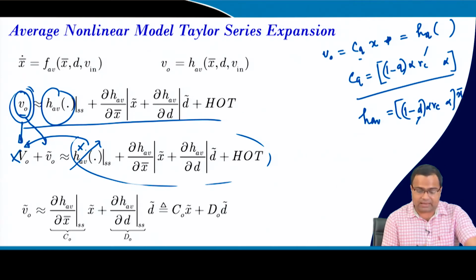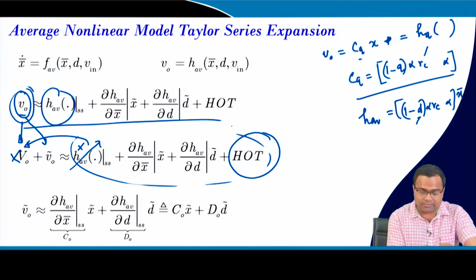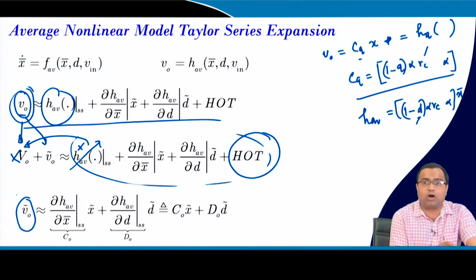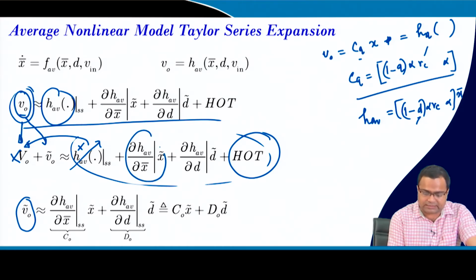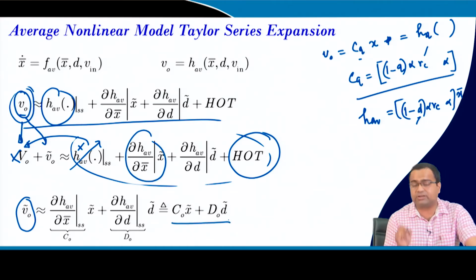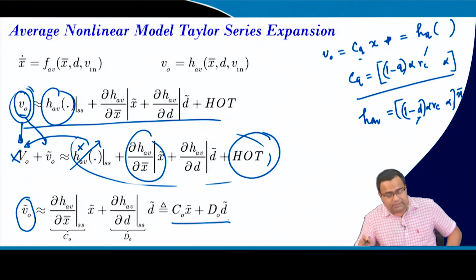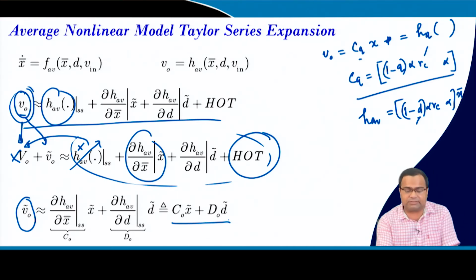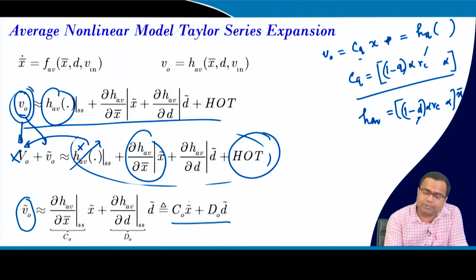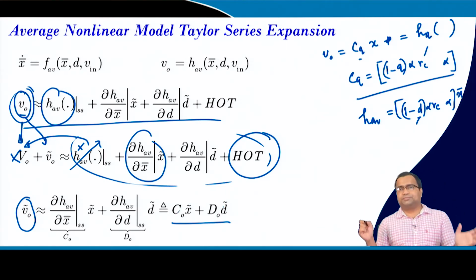Then what is left? If we ignore the higher order terms, then you will get the output perturbation, the AC excitation, which is nothing but this term into x tilde, and this is exactly C0 and D0. That means the output voltage perturbation is a function of the perturbation of the state and can also be a function of the perturbation of the duty ratio. Okay.